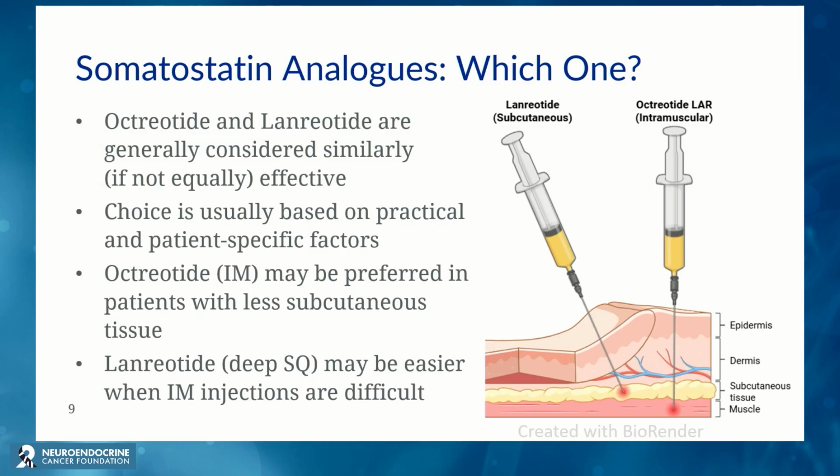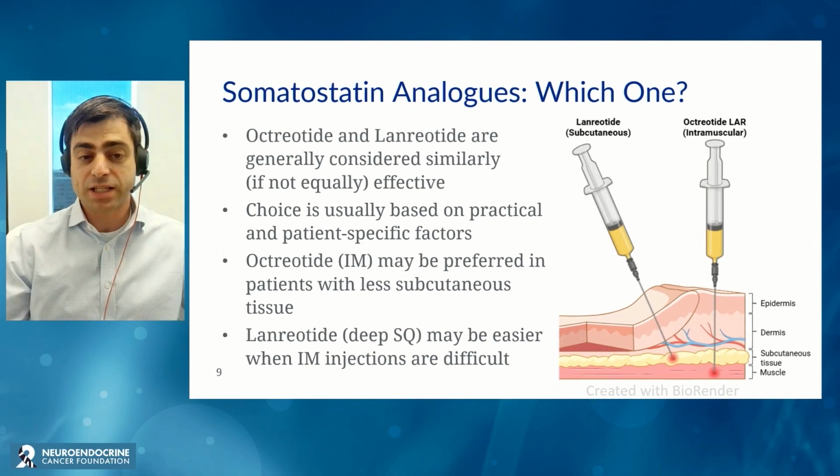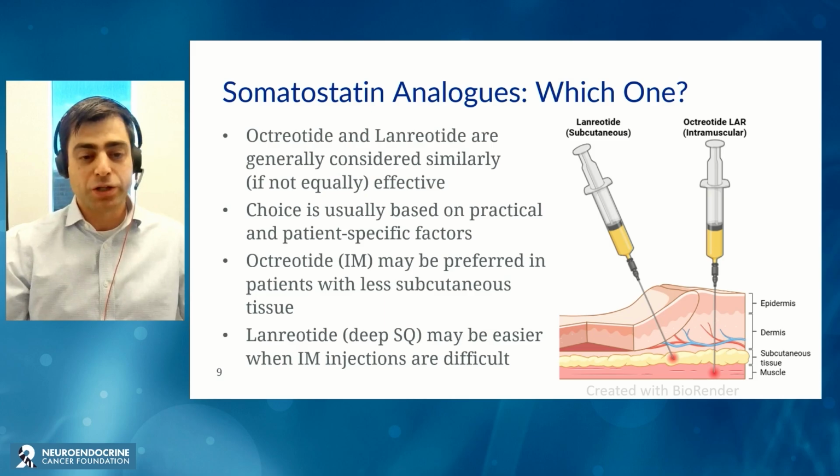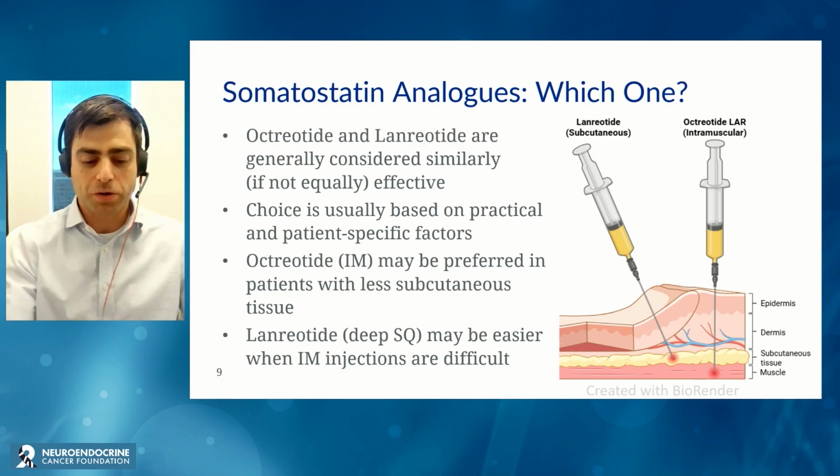So the idea is that the injection goes through the skin into the connective fatty tissue that's below the skin, whereas Octreotide LAR is a deeper injection that goes through the skin, through the subcutaneous tissue, and into the muscle itself. So Octreotide, this IM deep injection, may be preferred in patients who have very thin skin or otherwise have less subcutaneous tissue, less subcutaneous fat, whereas Lanreotide may be easier when intramuscular deep injections are difficult.